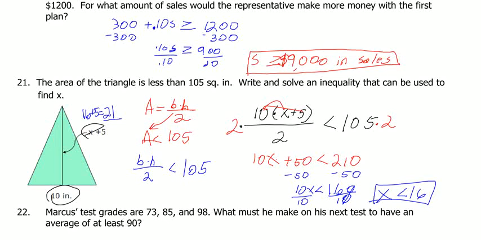Alright, so, or rather, the height would have to be less than 21, rather. There we go.